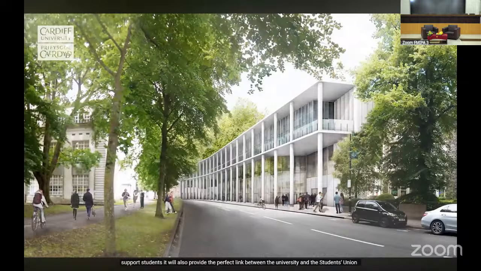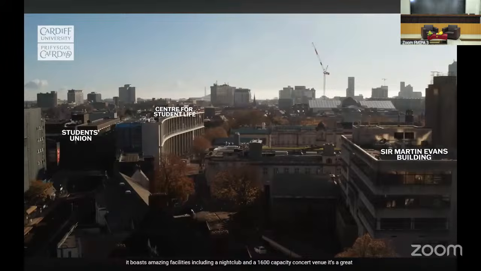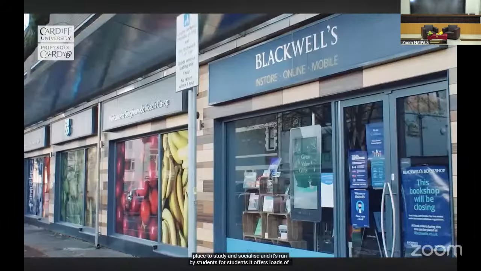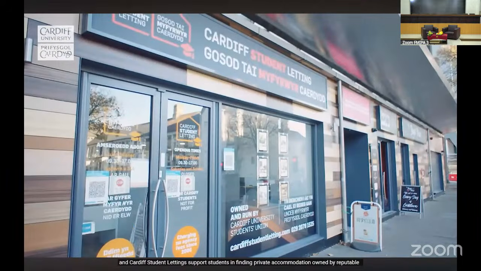Cardiff University Student Union is repeatedly ranked as one of the best student unions in the UK. It boasts amazing facilities, including a nightclub and a 1,600 capacity concert venue. It's a great place to study and socialise, and it's run by students for students. It offers loads of services, including Job Shop, which helps students to find part-time work alongside their studies, and Cardiff Student Lettings, which supports students in finding private accommodations owned by reputable landlords without agency fees.